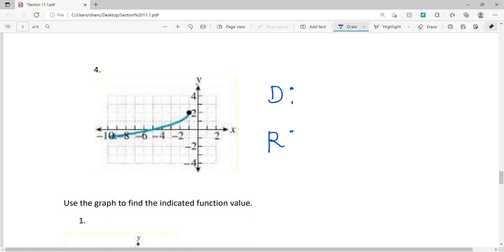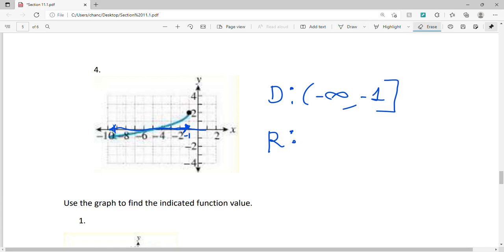Let's try it again. The domain, again, I'm driving on that x-axis. How far do I have to drive to see the whole graph? Forever to the left. If I go on the x-axis, how far do I have to go? Well, I can stop right here at -1. So the domain is negative infinity to -1 with a square bracket.